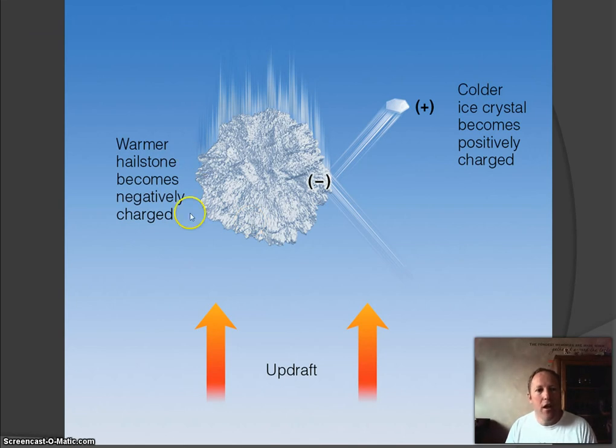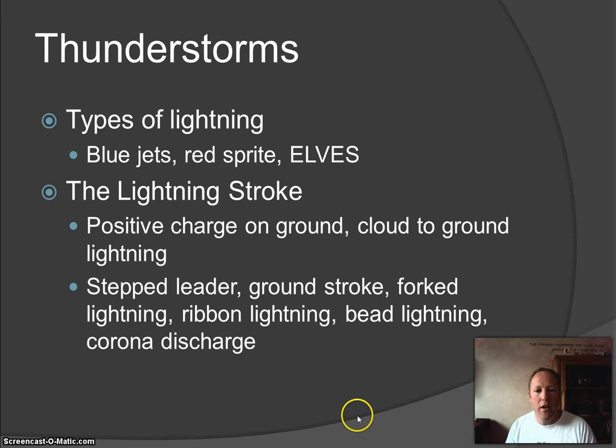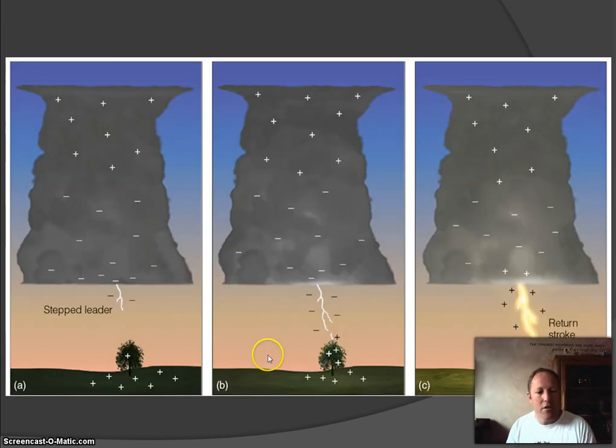Here's a little closer look at a warmer hailstone, but you get a negative charge around the hail. Then ice crystals, as they bounce off it, produce a positive charge. So you get a distribution of charges in the clouds, and that creates positive and negative charges, some positive scattered throughout, and it's got to balance out the charges. So you get lightning. Types of lightning: blue jets, red sprites, elves, lightning strokes, positive charge, stepped leader, ground stroke, ribbon lightning, bead lightning, corona discharge.